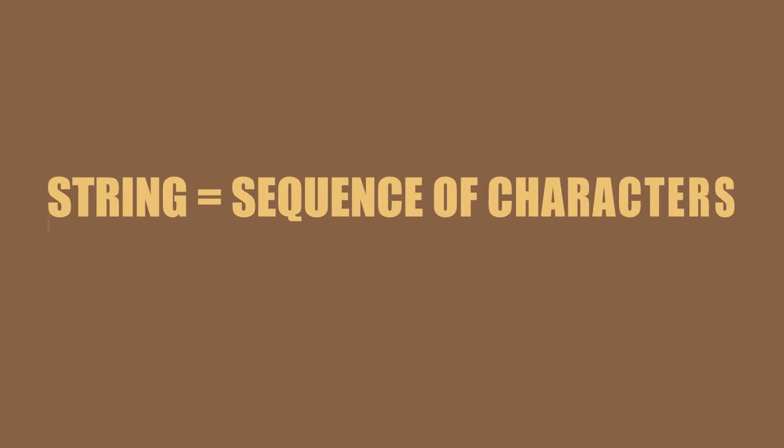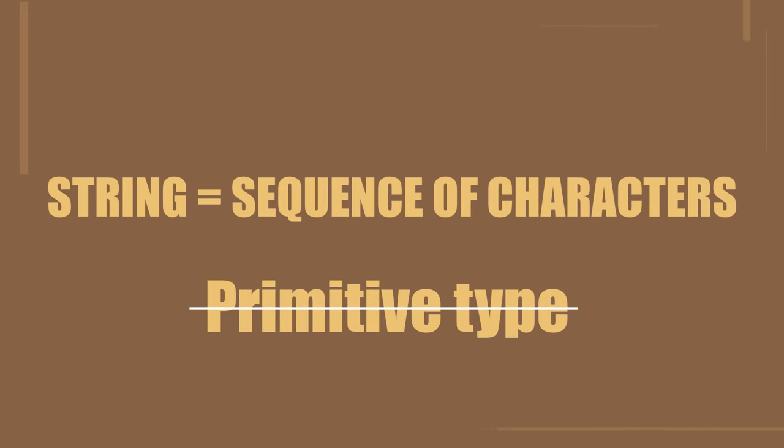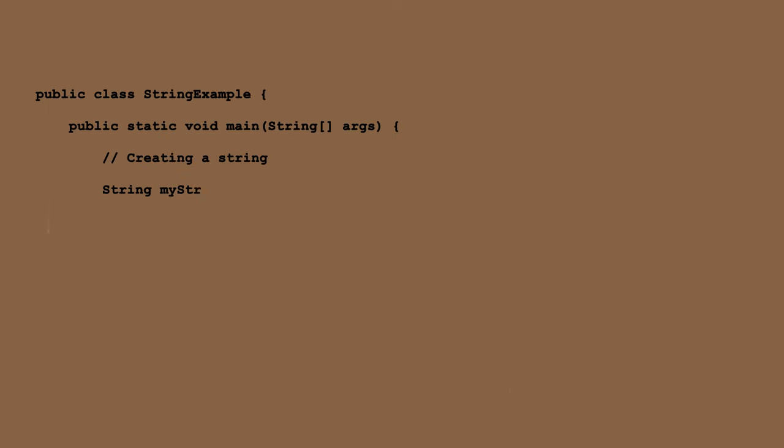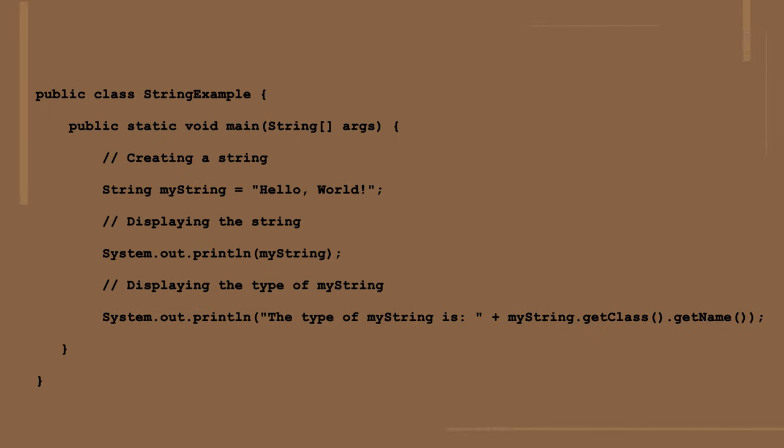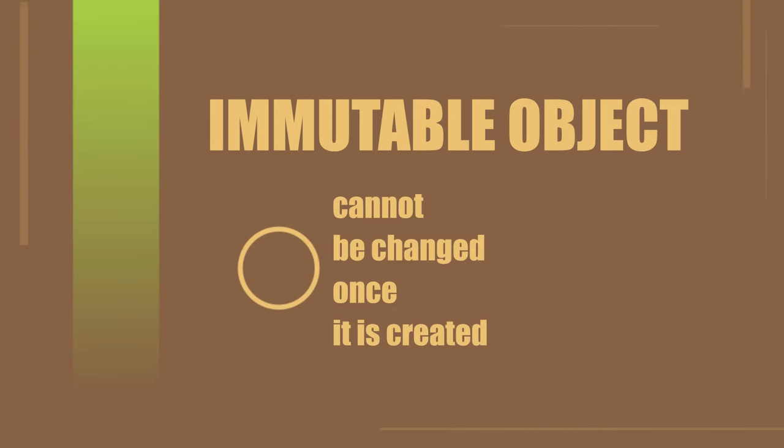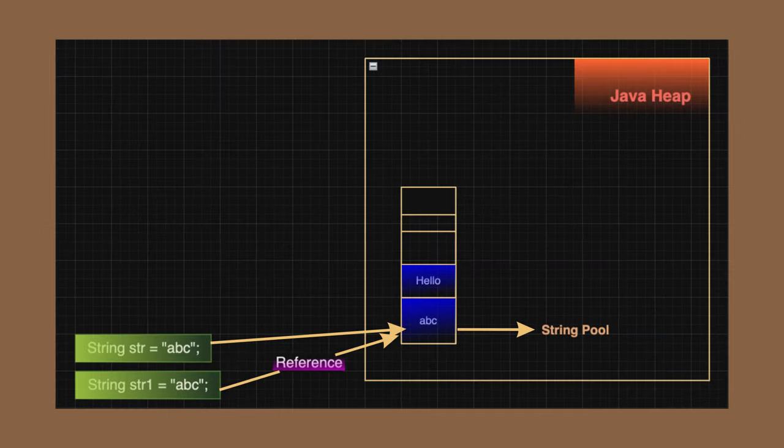String is a sequence of characters, but it is not a primitive type. When we create a string in Java, it actually creates an object of type String. String is an immutable object, which means that it cannot be changed once it's created. The String class has a number of methods, some of which will be discussed.